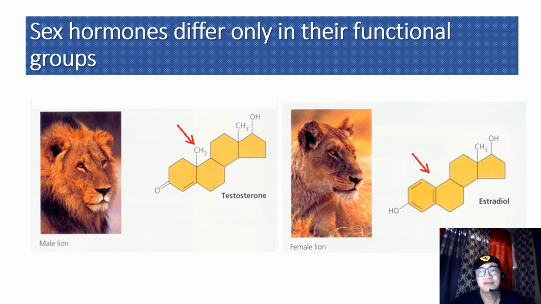In this slide, I just want to drive home the importance of functional groups, showing the two sex hormones of animals, testosterone and estradiol. Testosterone is different from estradiol mainly by a methane group that is shown in the red arrow. The difference between these two hormones by a methane holds the very big difference between a male and a female.